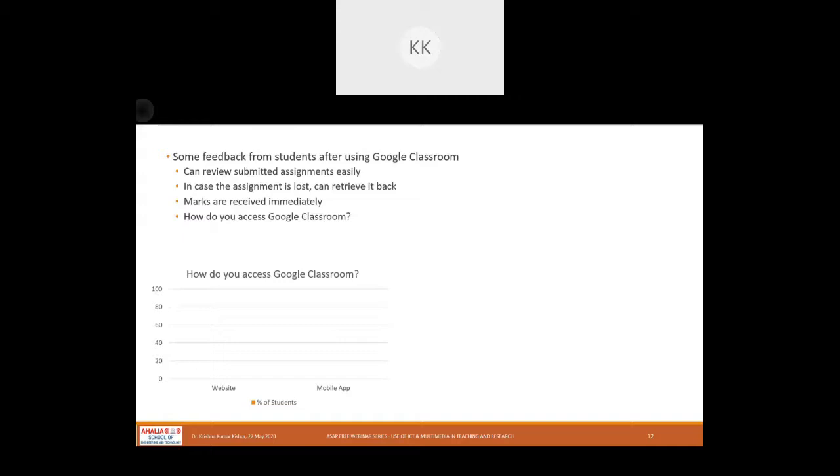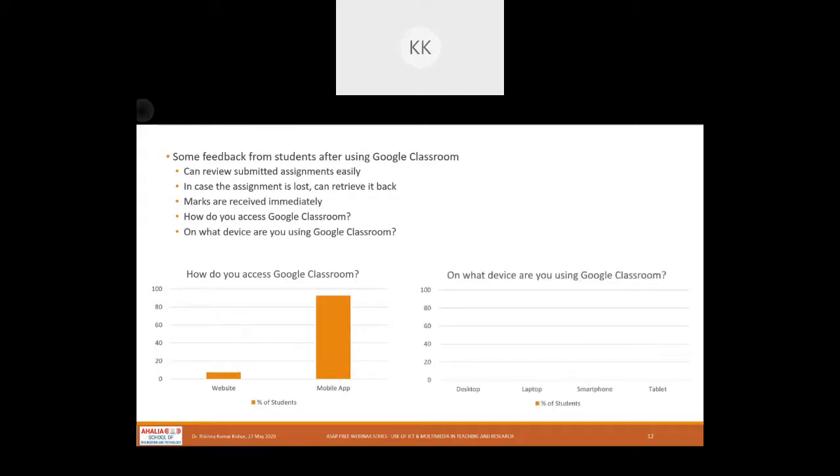I took feedback from about 30, 35 students, and if you see it, students who look at the website are just about 10%. But if you look at the percentage of users on the mobile app, it's about 90%.